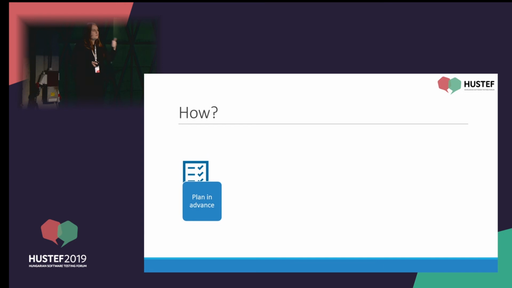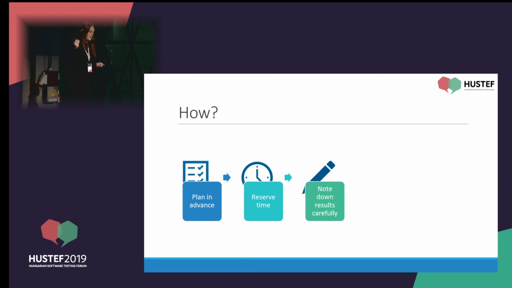How? First, plan in advance. You need to select your target audience. You need to secure a room for that. So do a little bit of planning. Not too much, but plan in advance. Reserve time. You might get useful feedback in 5 minutes, but half an hour is always better. You'll be able to give the tester a few more scenarios to test.